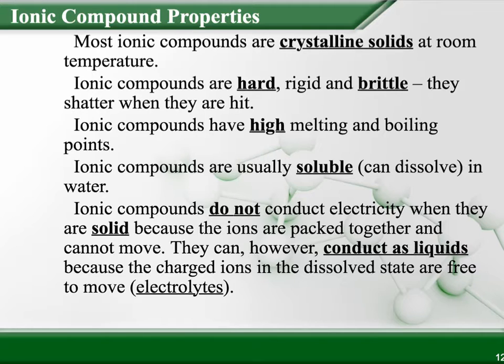They are usually soluble, which means they can be dissolved in water, and that's how we make those electrolytes, by dissolving the ionic compounds in water. Ionic compounds do not conduct electricity when they're solid, because those ions are packed so close together in that crystalline solid and they can't move. But once they are dissolved in water and form those electrolytes, they can conduct electricity. So they can conduct as a liquid, but not as a solid.